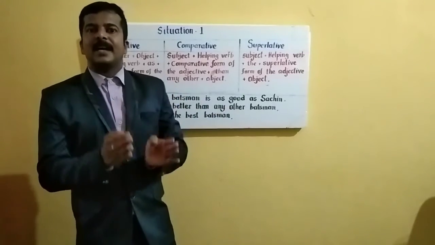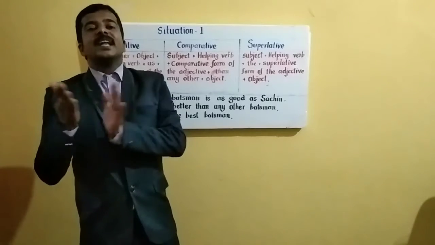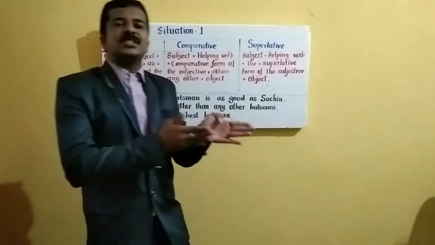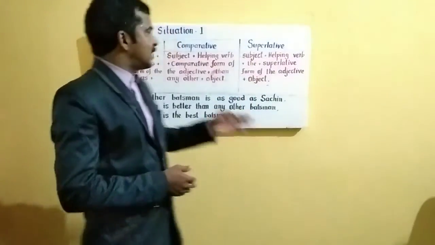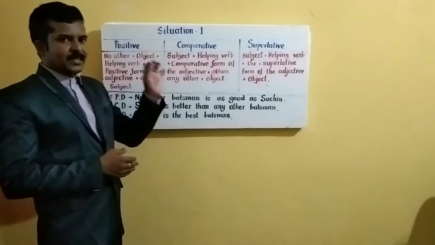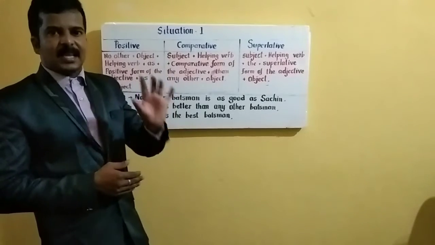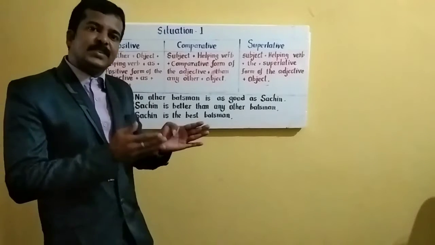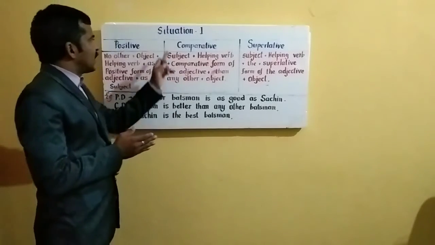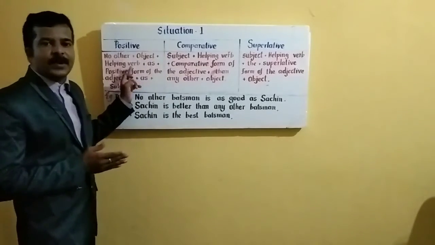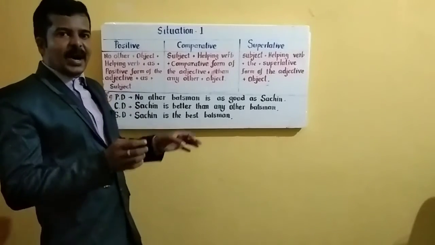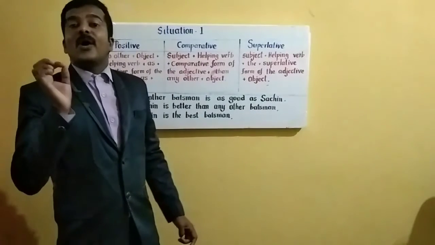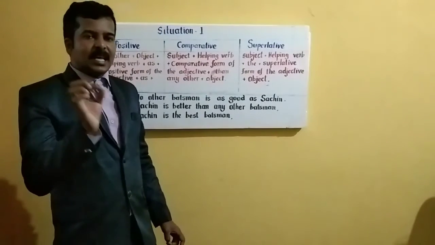Asia is the largest continent. So we need to convert the same sentence to positive and comparative degree. If you want to change the sentence to positive degree, we know very well that in situation 1, positive degree starts from "no other," then followed by object. No other continent. Continent is the object.